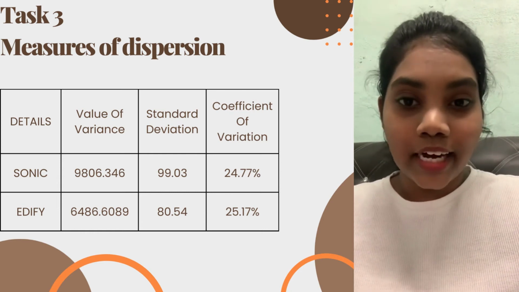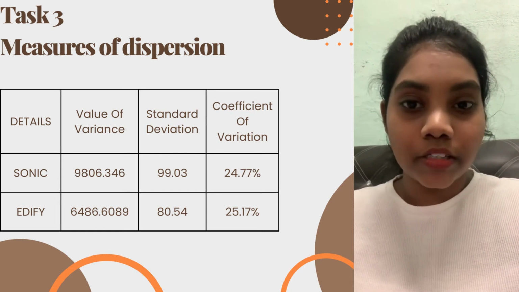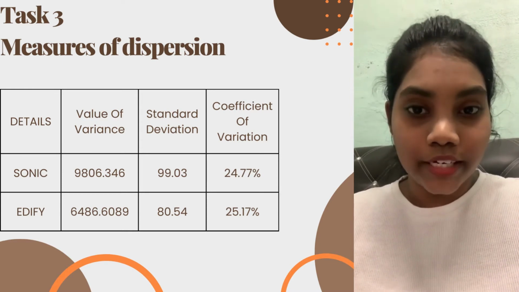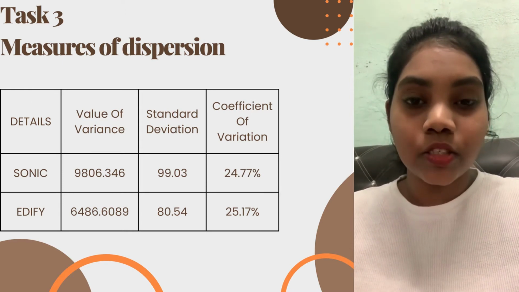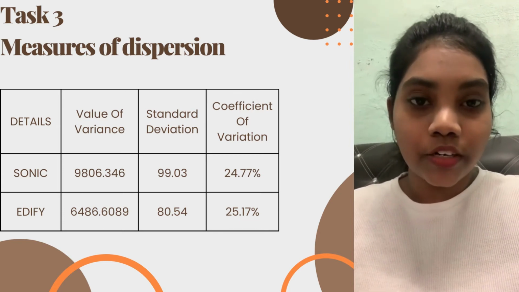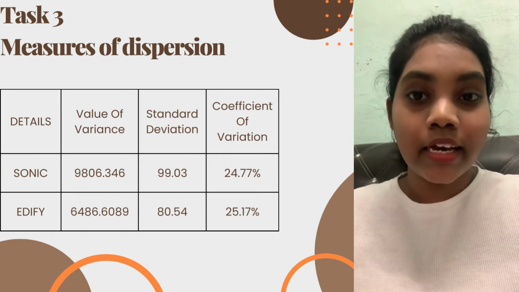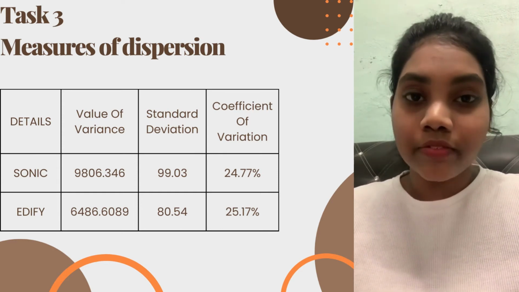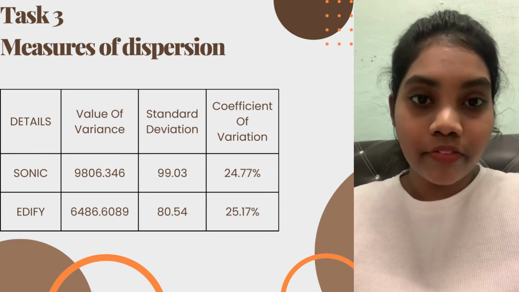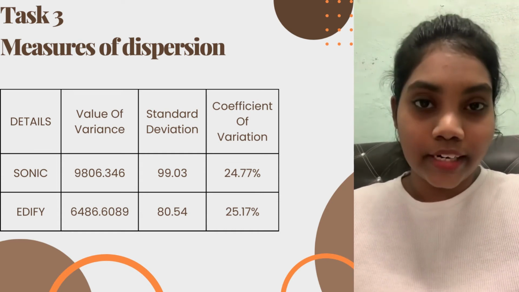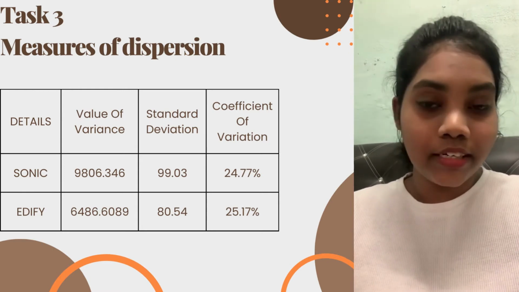Now I'm going to explain about measures of dispersion, which consist of the variance, standard deviation and also the coefficient of variation. Firstly, the variance of stock returns for Sonic firm is 9806.346, whereas the variance of stock returns for Edify firm is 6486.6089.